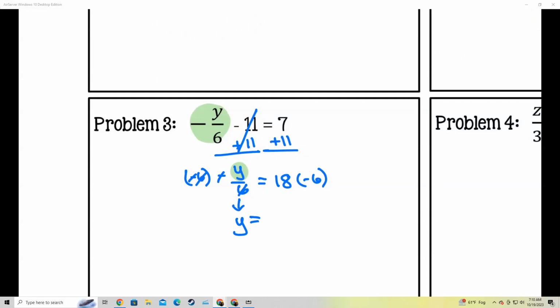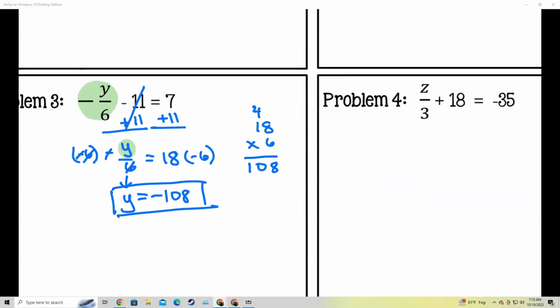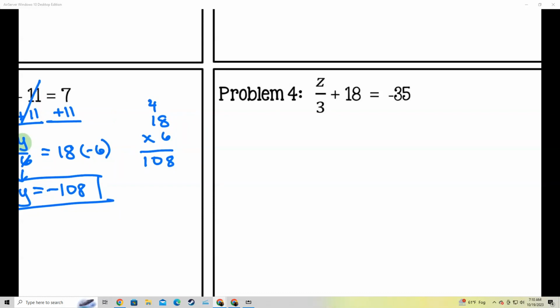18 times negative 6, I'm not really sure what that is. So I'm going to do that really quick. That's 48, so bring up the 4. 6 times 1 is 6 plus 4 is going to give me a 10. So this should be a negative 108 as my final answer. We are down to our last one.